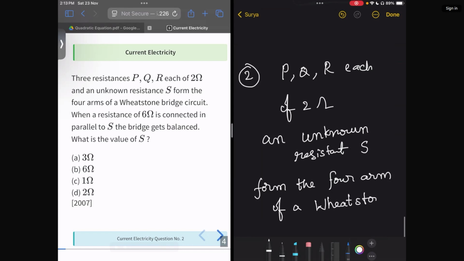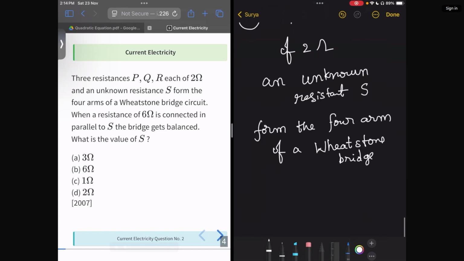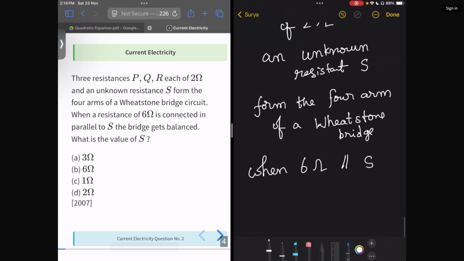So what is a Wheatstone bridge? We will discuss it in detail, then we will go on. When a 6 ohm resistance is connected in parallel to S, the bridge gets balanced. Then what is the value of S they are asking? Before going to that, we will see what the Wheatstone bridge is.